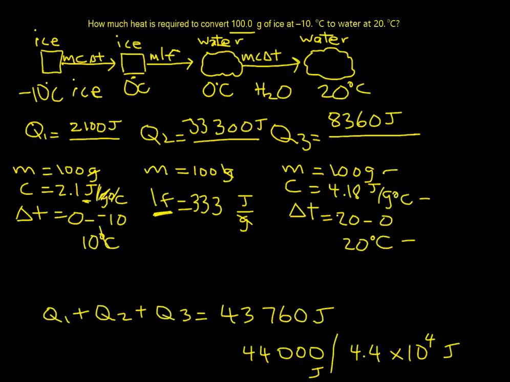So in this problem, we're going to look at how much heat is required to convert 100 grams of ice at minus 10 degrees Celsius to water at 20 degrees Celsius. Okay, so it's important for us to see a diagram of exactly what's going to take place here.